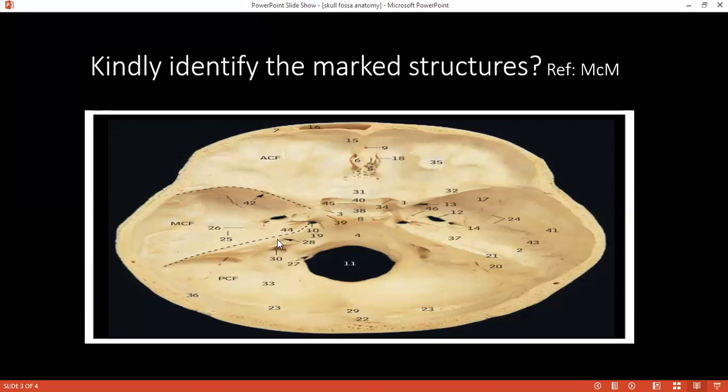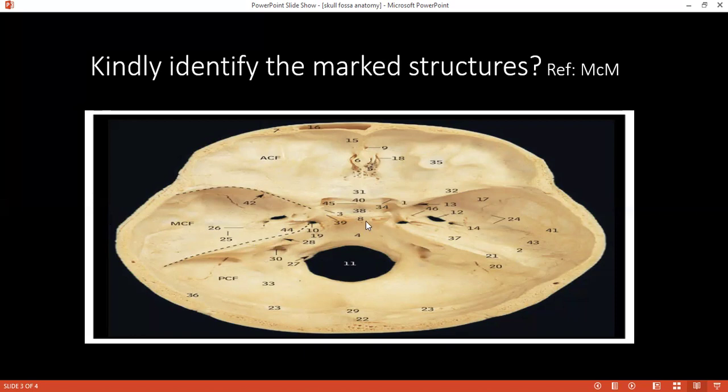44. 44 is the superior sulcus of the petrous part of the temporal bone. What do you understand by trigeminal impression? Yes, 44, this is the trigeminal impression. What does that mean? The area of the trigeminal ganglion and the branches coming from it.